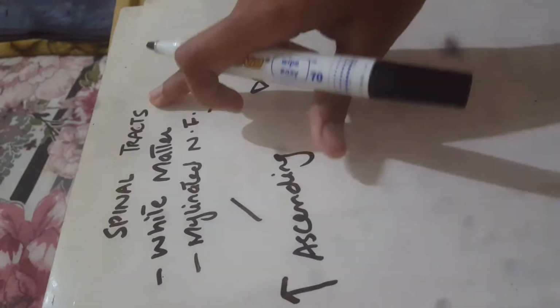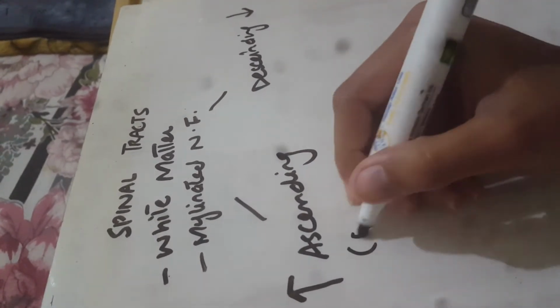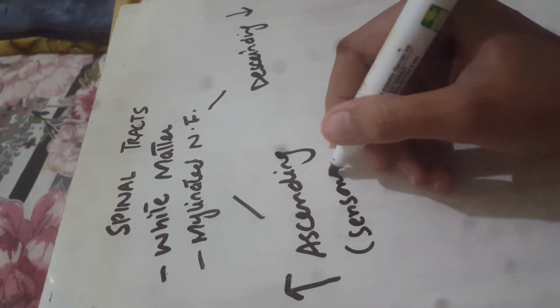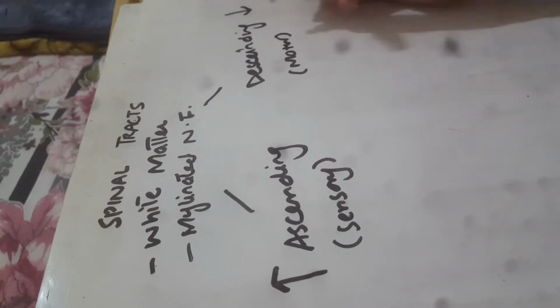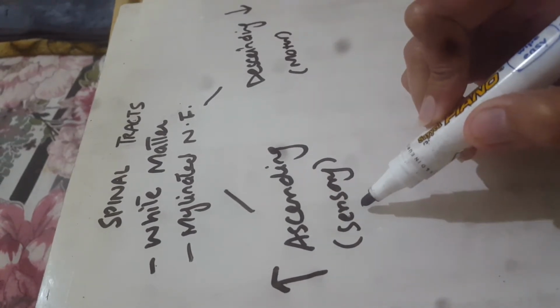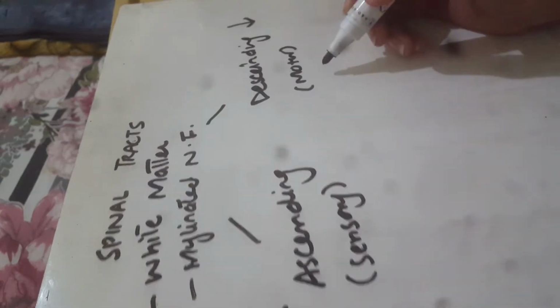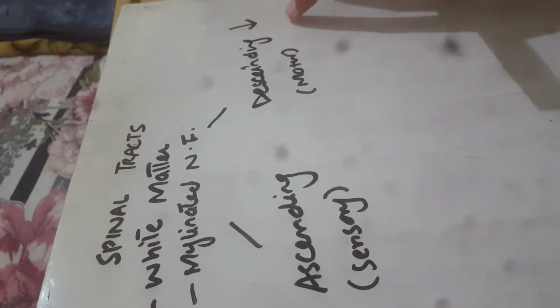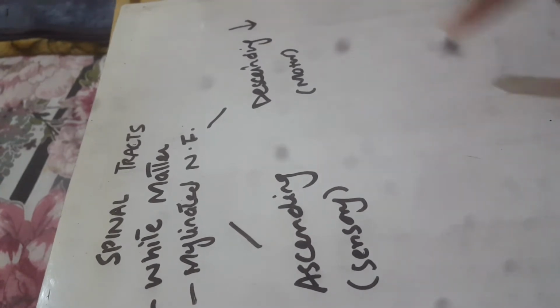As we are discussing the spinal tracts, we have ascending and descending. Ascending is the one that carries the sensory information, and descending is the one that carries the motor information. As the name says, ascending takes the sensory information to the brain, and descending is motor. From the brain, the impulses come back to the effector organ to perform the specific motor function, right?